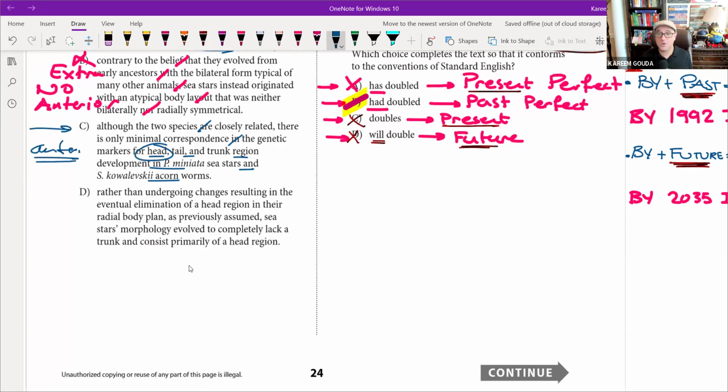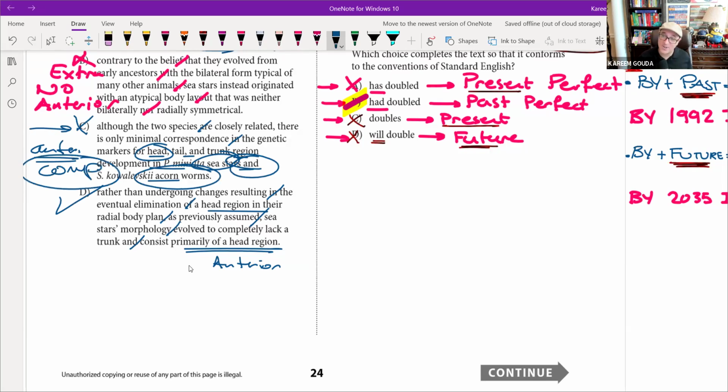D: rather than undergoing changes resulting in the eventual elimination of the head region in the radial body plan, as previously assumed, sea stars' morphology evolved to completely lack a trunk and consist primarily of a head region, which is anterior. Okay, what do you guys think? Do you think C is better or D? I would go with D 100%. Why? Because C talks about sea stars and the worms, and my sentence wasn't talking about sea stars and worms. Again, no comparison, guys. So this is extra information, comparison. We're just talking about the sea stars. So D is the best answer.